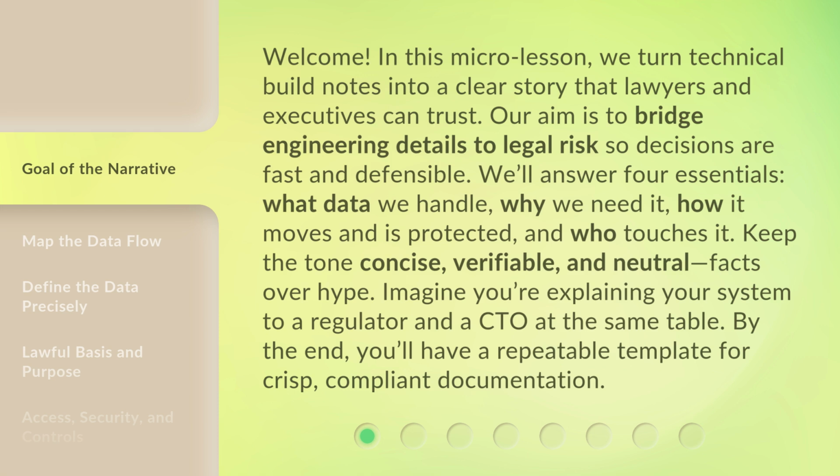We'll answer 4 essentials: what data we handle, why we need it, how it moves and is protected, and who touches it. Keep the tone concise, verifiable, and neutral. Facts over hype. Imagine you're explaining your system to a regulator and a CTO at the same table. By the end, you'll have a repeatable template for crisp, compliant documentation.